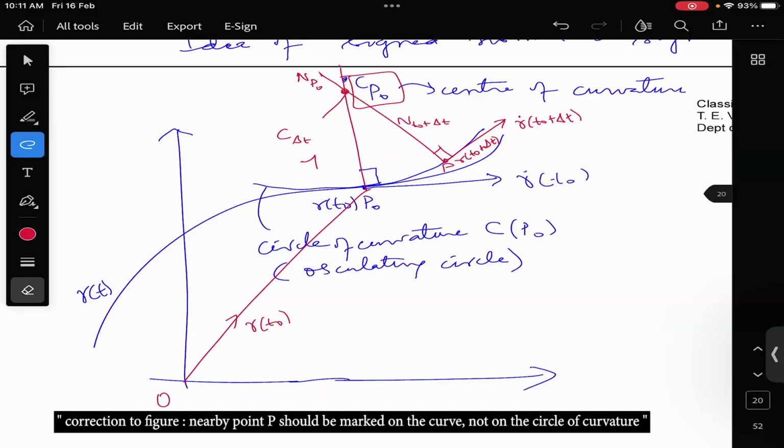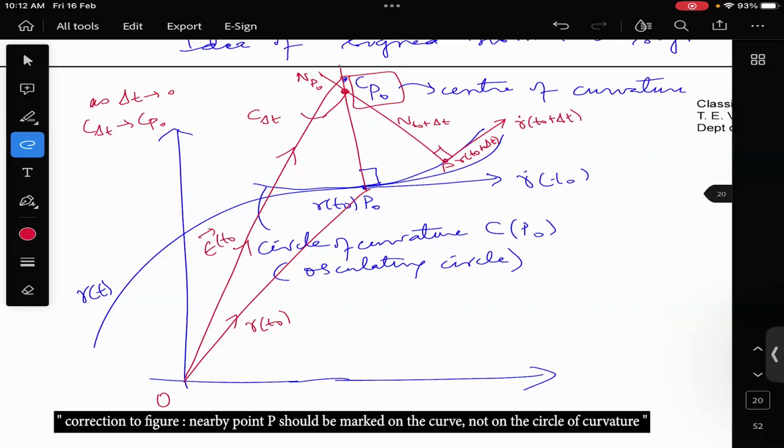So I have to join it to this. It's somewhat messy. Okay, so let me make it a little bit better. So this guy is C delta t. So let me write as delta t goes to 0, C delta t goes to C p naught. So I'm interested in this vector O C p naught. This is this vector, I call it epsilon of t naught, and it is the position vector of the center of curvature.